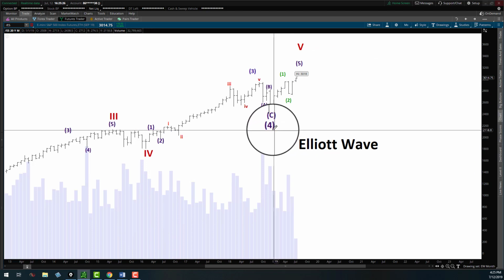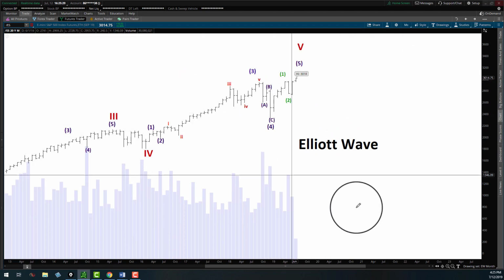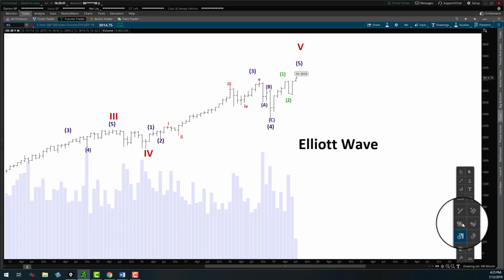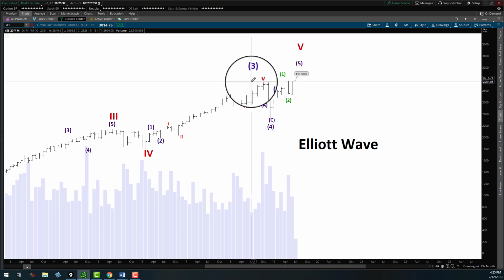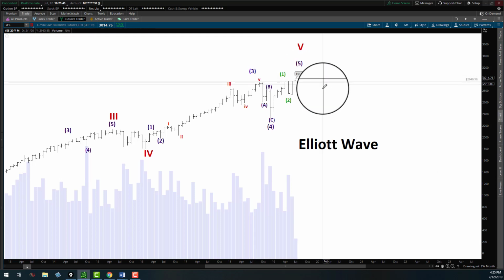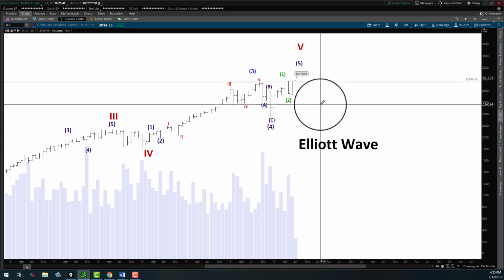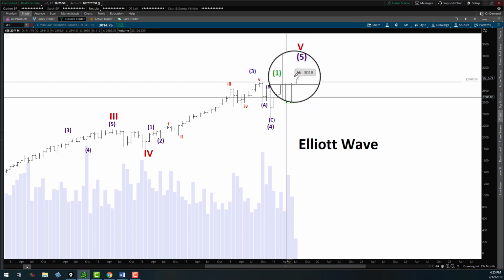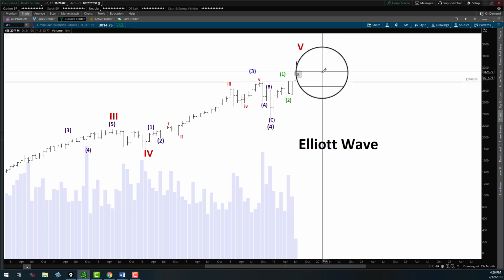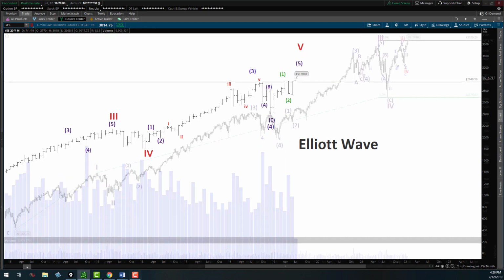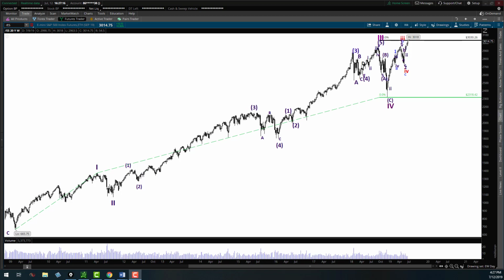So how do we count this? Well, number 1, all wave 5 has to do is break the end of wave 3. And this is the end of wave 3 here. We broke it. If we pull down now, maybe the 5th wave is over and we can all go home and start selling short. I don't recommend that. So I'm counting this as the 5th wave of the 5th wave. The 5th wave is supposed to have 5 waves, so let's drop down to a smaller time frame. How will we know when the 5th wave is over?